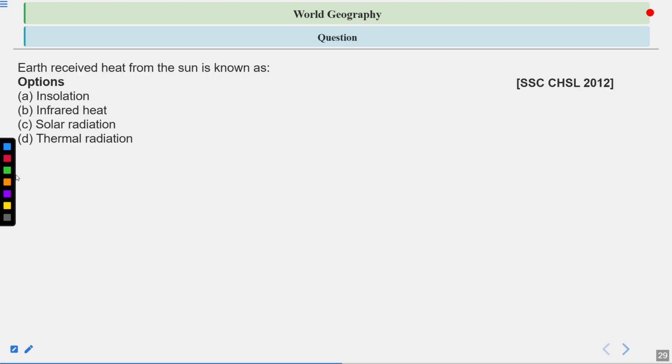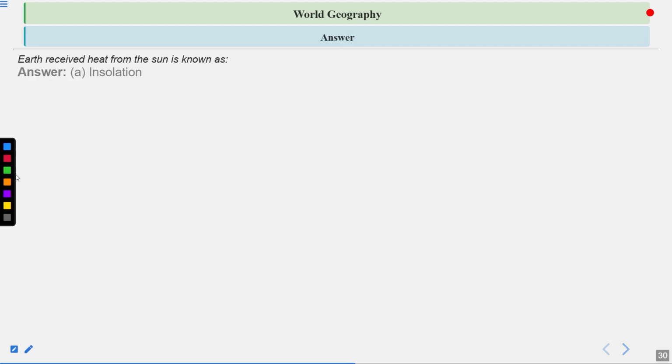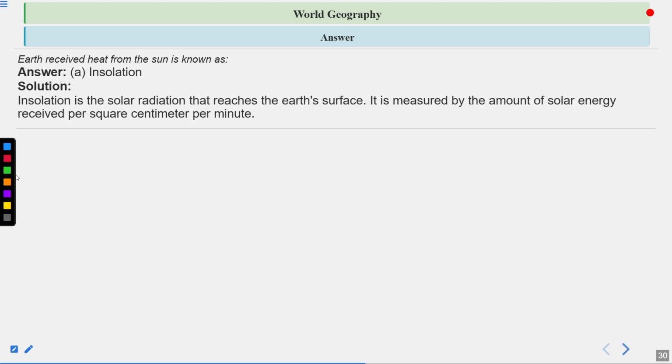Earth received heat from the sun is known as: insolation, infrared heat, solar radiation, or thermal radiation. So, when the sun transfers the heat to the earth, it is basically known as insolation. Insolation is the solar radiation that reaches the earth's surface. It is measured by the amount of solar energy received per square centimeter per minute. So, the correct answer is A.